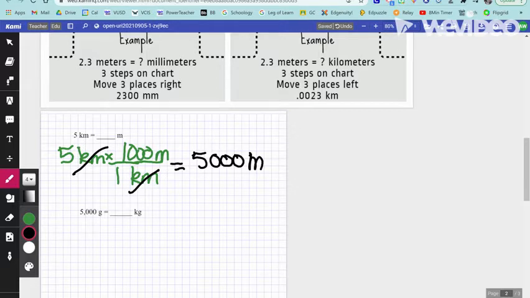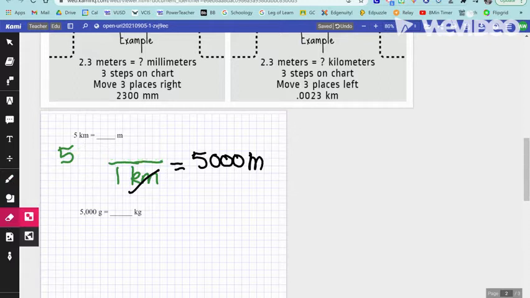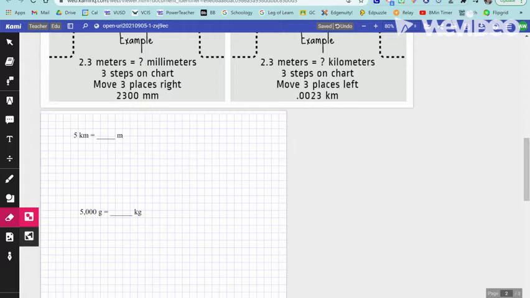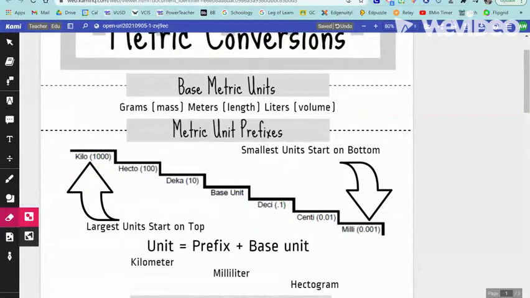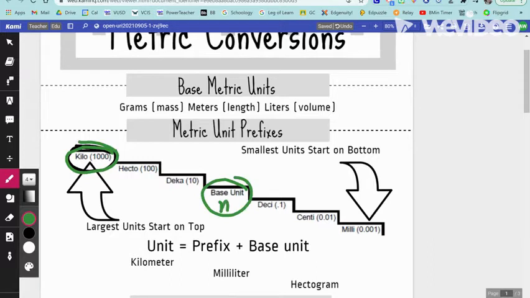Now, if you want to do the shortcut, then the way we could do the shortcut is using the step up here. So if we have kilometers and we want to get to just meters, that would be the base unit, we can just count 1, 2, 3. So it takes 3 steps and it's going to the right.